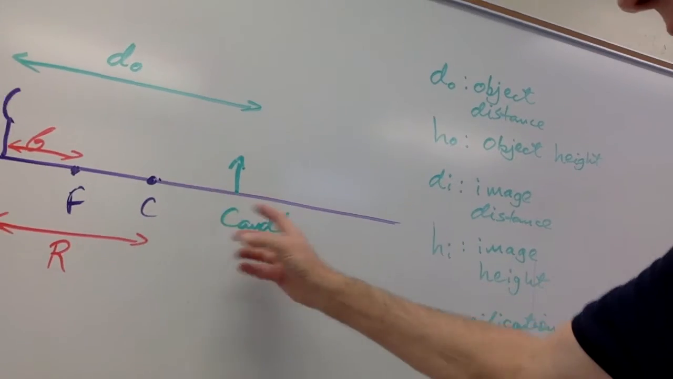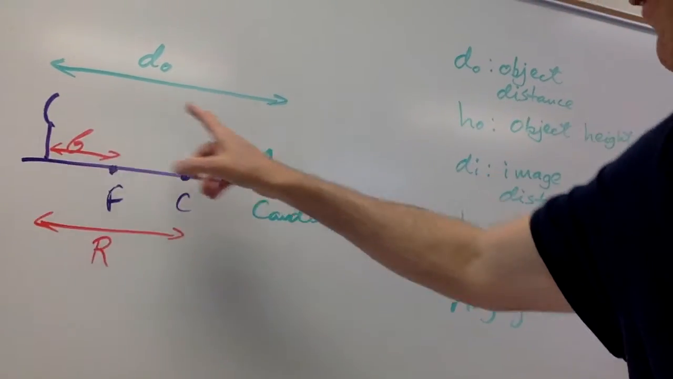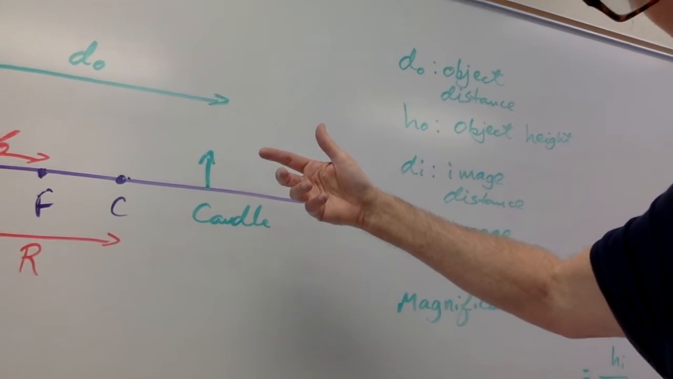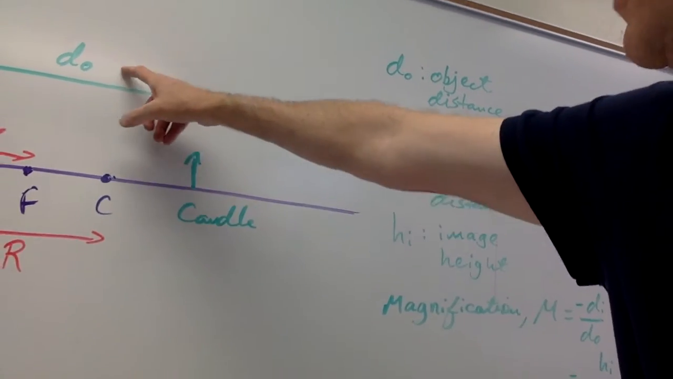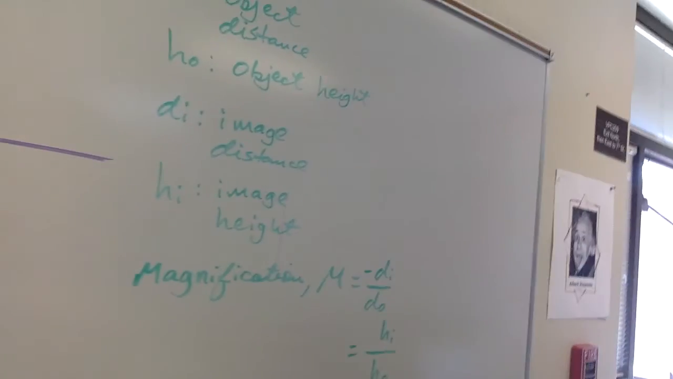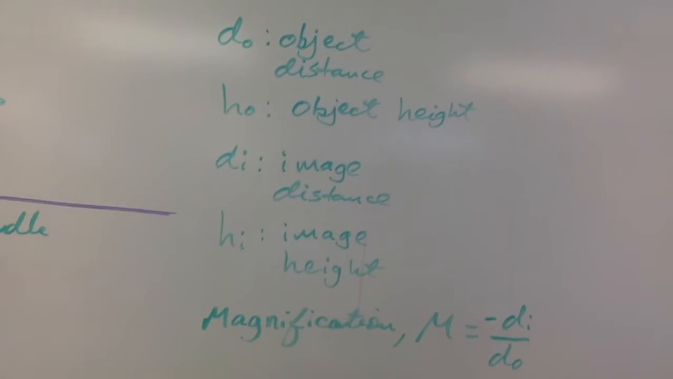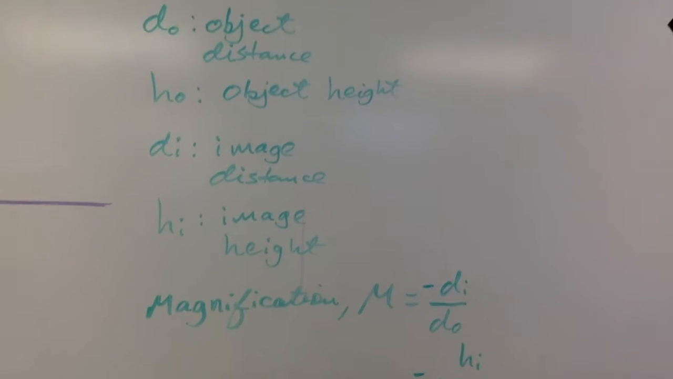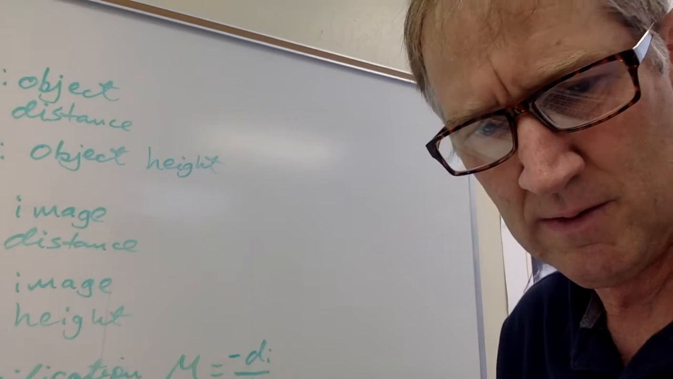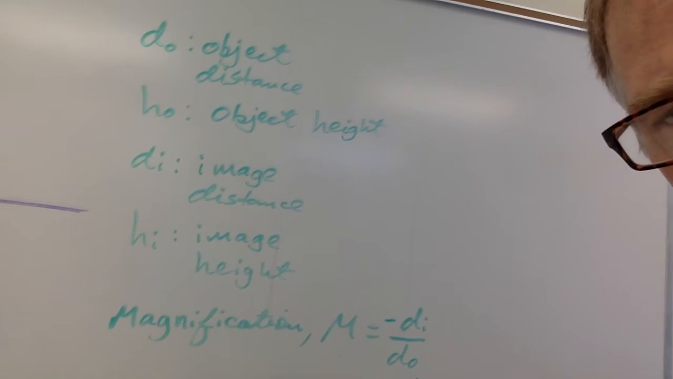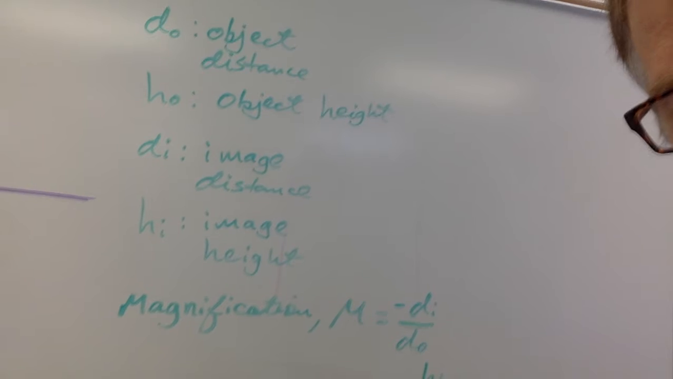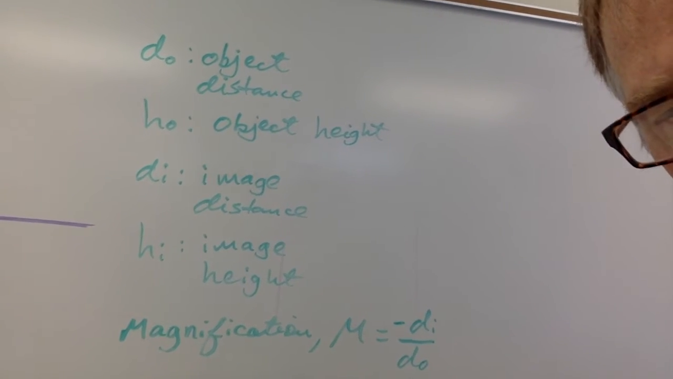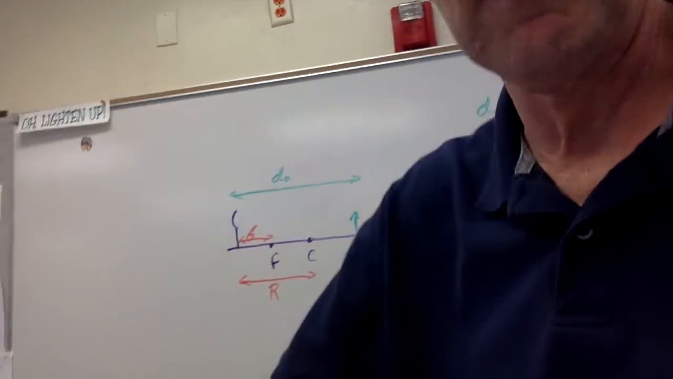I'm going to move the candle back and forth. And the distance from the optical device to the object, in this case the object is a candle flame, I wanted some luminous object, is DO for object distance. You might want to take a screenshot of this. Whoa, I just lost my thing. There we go. Object distance. HO is object height. DI is image distance. And HI is image height. We'll talk about the magnification stuff later on.